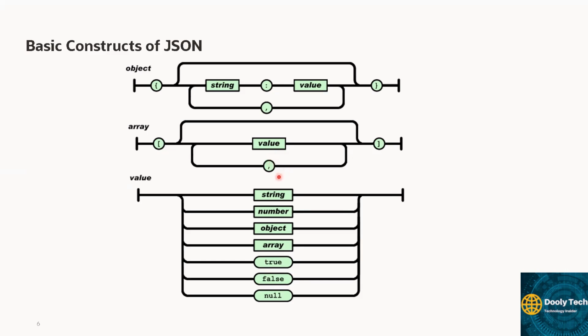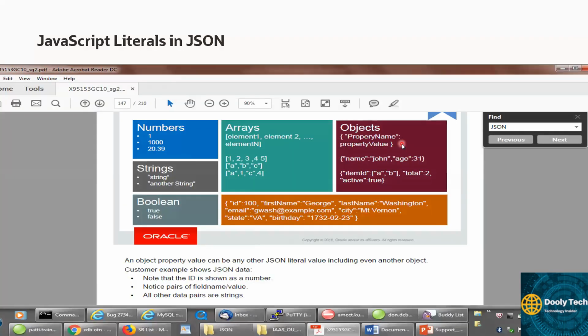The third diagram shows that in JSON, the values can be any one of the following. It could be a string, number, object, array, or a Boolean, true or false, and null. Okay, so these are further examples of understanding JSON structure and syntax.